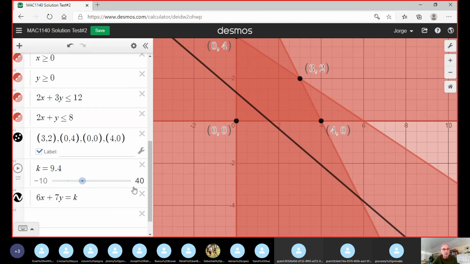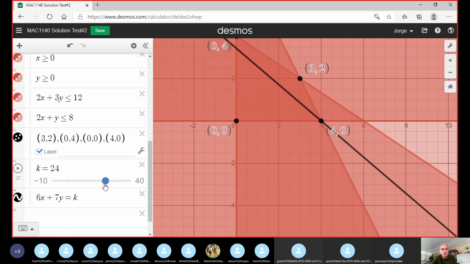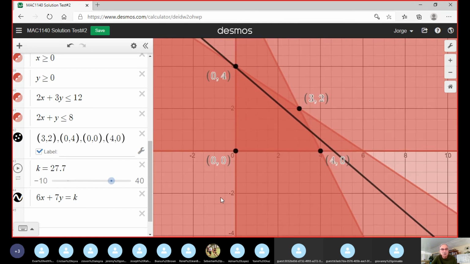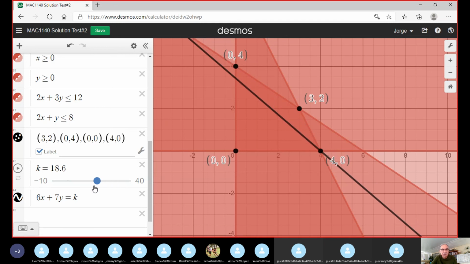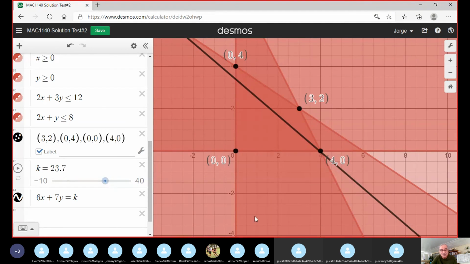And the objective function, well, I copy it. I put in one parameter, so I call it Z or K, whatever you want, and you use a slider. Look, at this point it was 32, no? And this point was, I don't remember, 28, no? 24. And this point was 28, no? 28, look. And (0, 4) was 28, no? 28. And (0, 0) is obviously 0. Wow, amazing.